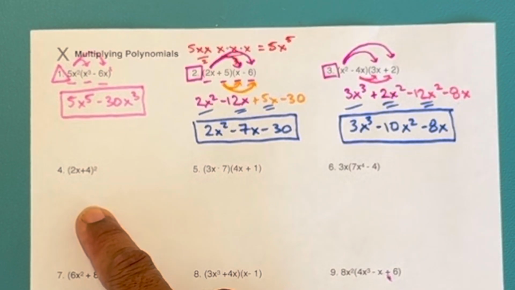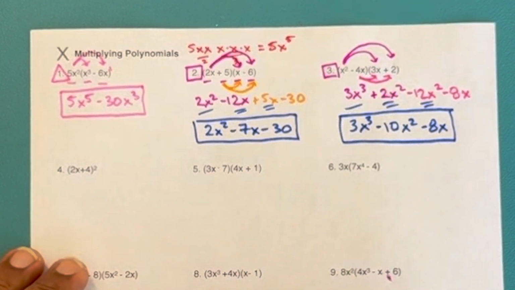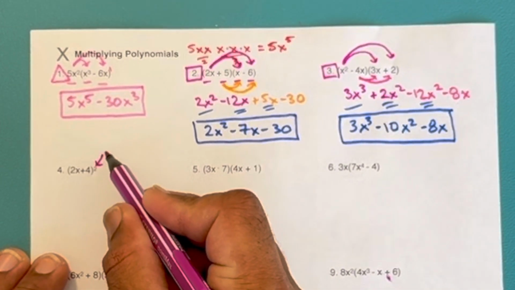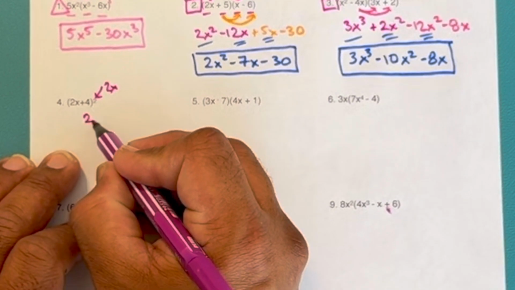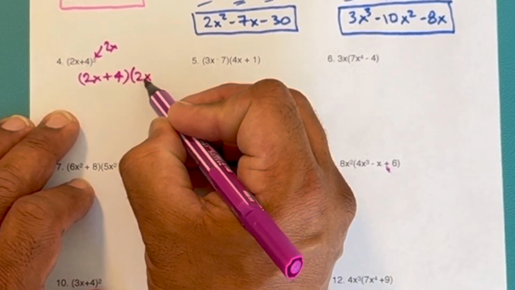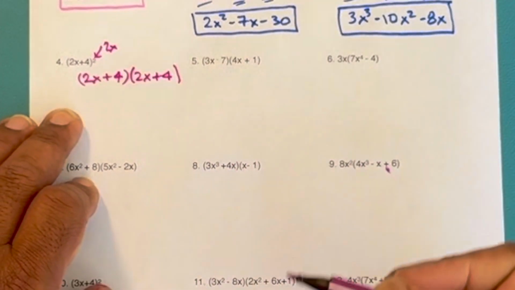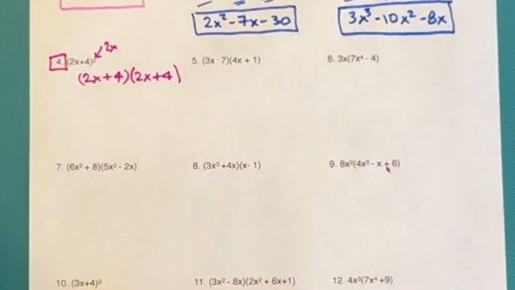Ooh, this one looks weird. What's happening there? Oh, it's trying to trick you. So, this square means that there's 2 of them. So, I'm going to write it twice. 2x to the 4th times 2x to the 4th. Oh, now this problem looks like that one. So, don't be tricked. That's what's happening.